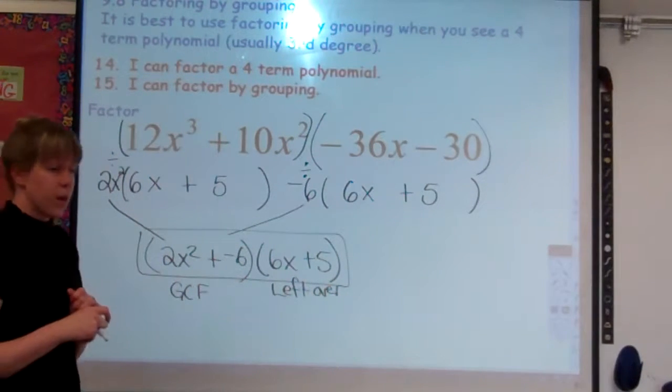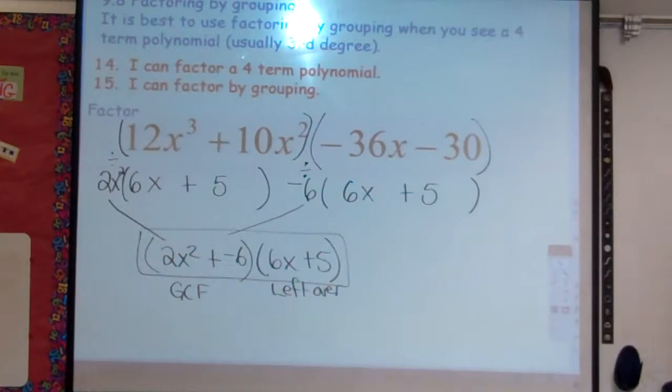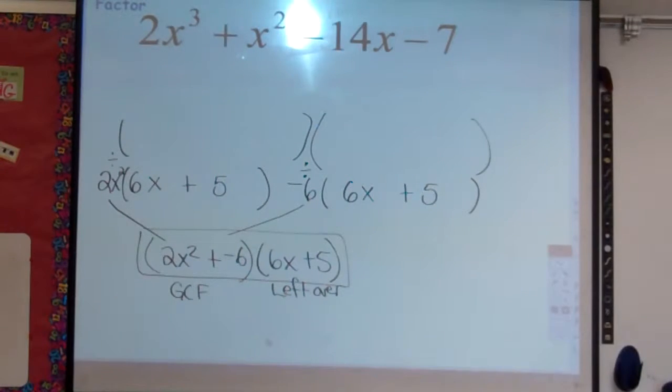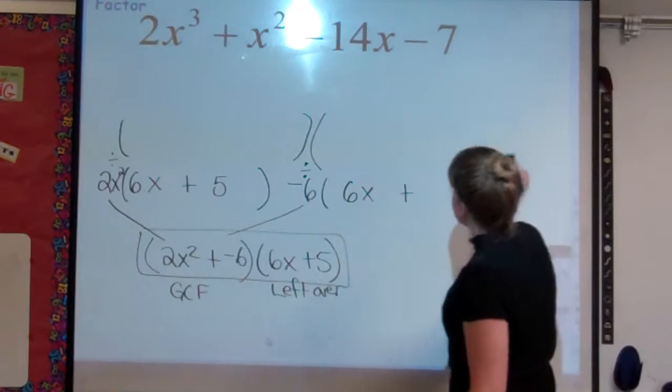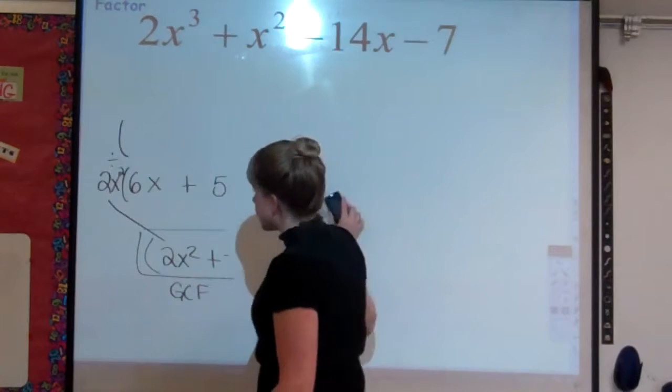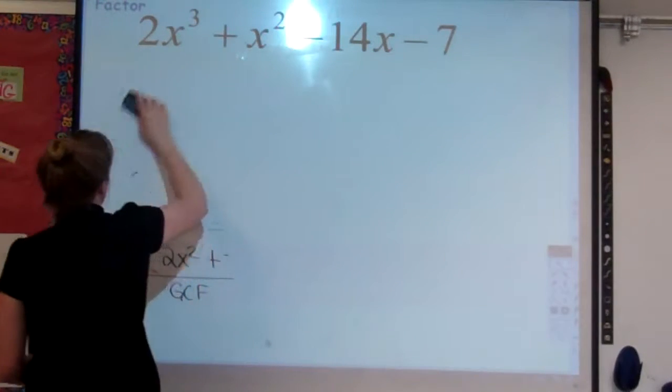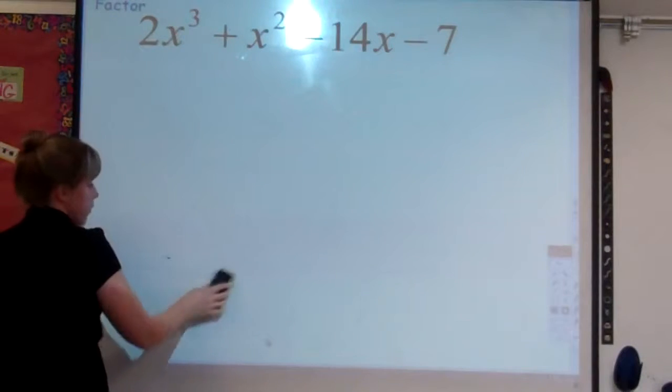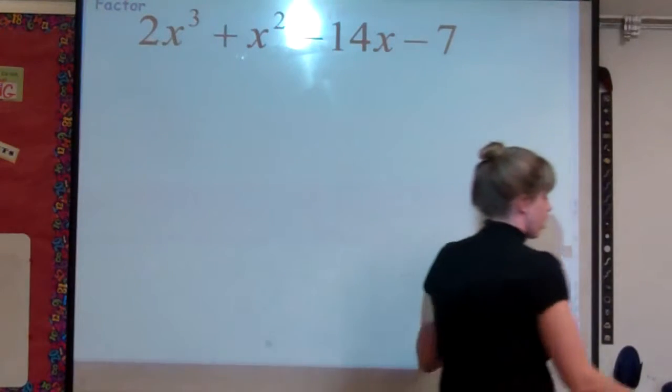Let's try one more example. In this example, we've got 2x cubed plus x squared minus 14x minus 7. Again, our first step is to group up the first 2 terms and the last 2 terms.